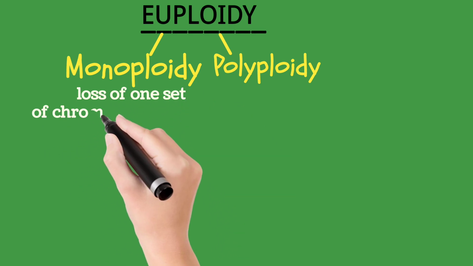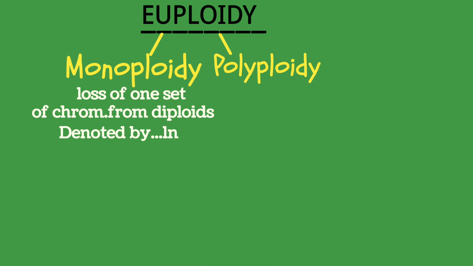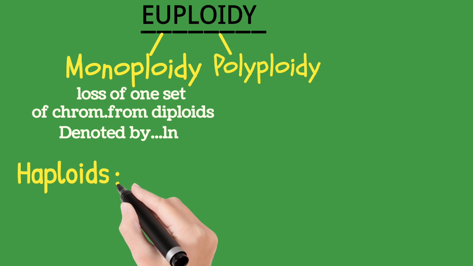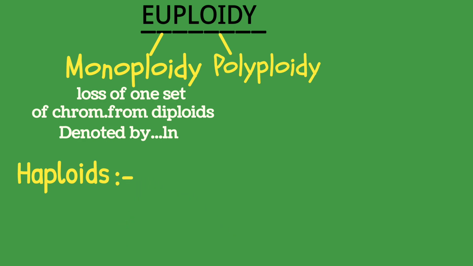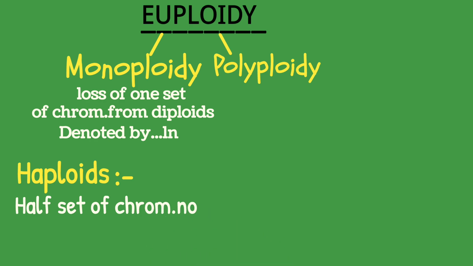Let us define. When one set gets lost from diploids, it will form monoploids. It is denoted by 1n, simply. Now we have one more important term. Never get confused here. What are haploidy or haploids? When the organism has half set of chromosomes in a body, in a cell, it is known as haploids.